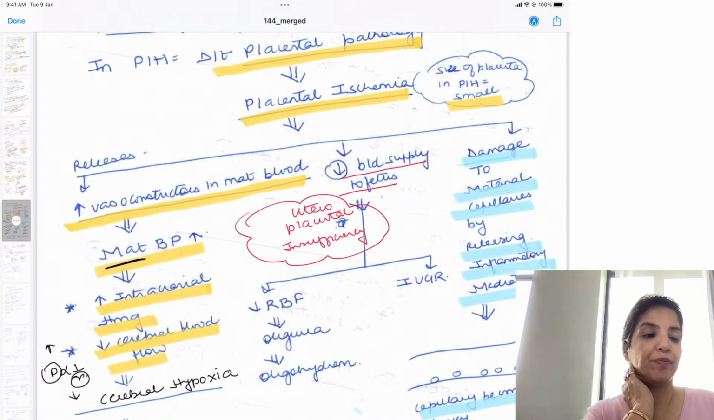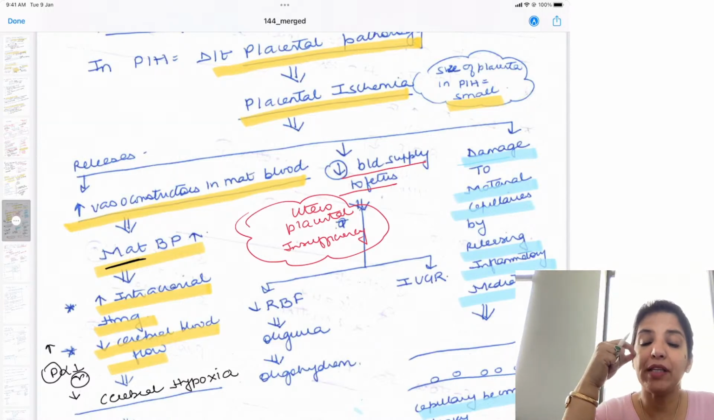Where are all of you? Doppler. Very good. Which Doppler? I have told you that also. Which Doppler? Just writing Doppler will not do. Which Doppler? Doppler of which vessel? Meet, are you from Bishkek? No. Not uterine artery Doppler. Excellent, Dipankar. Umbilical artery Doppler.